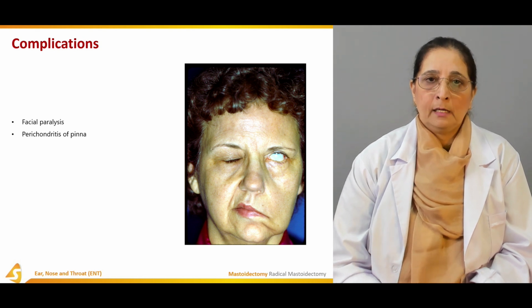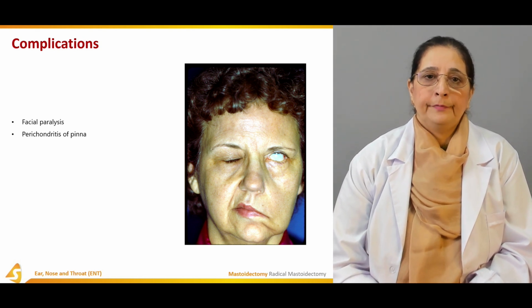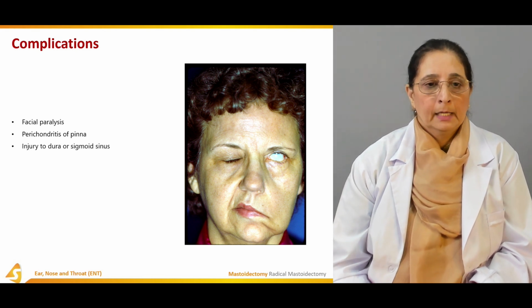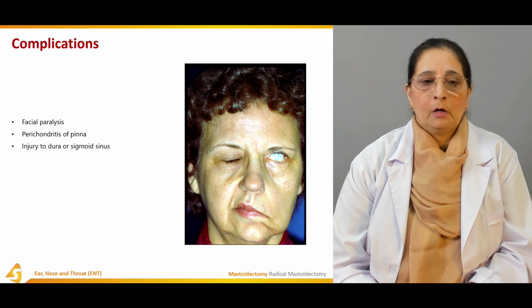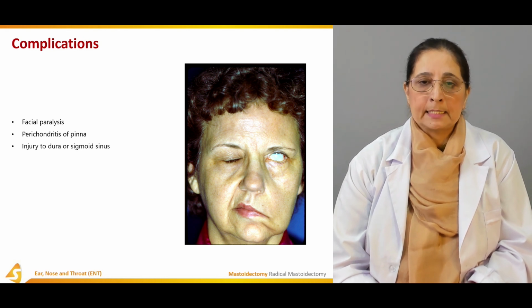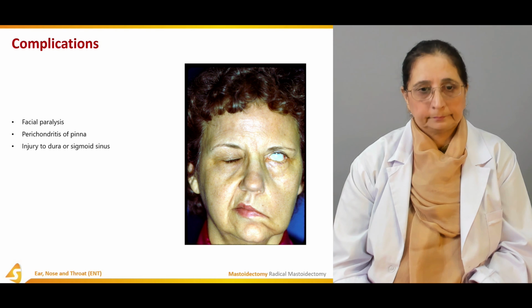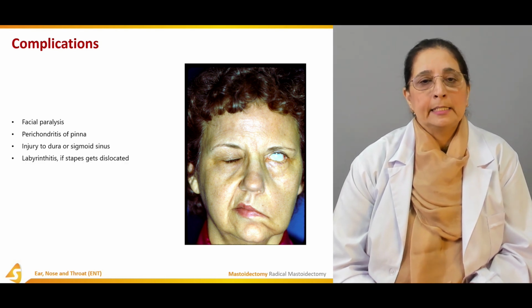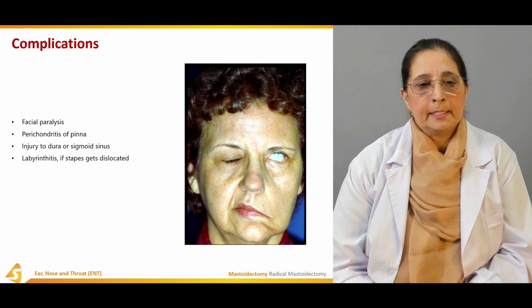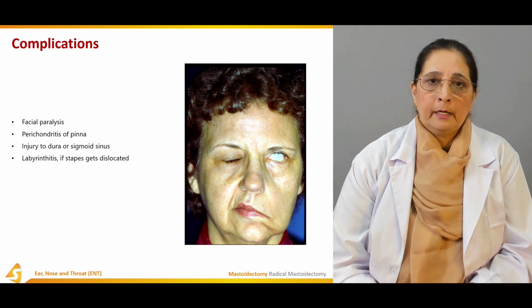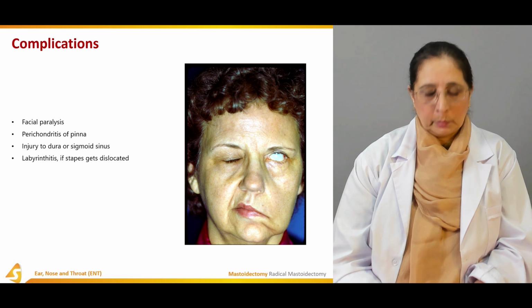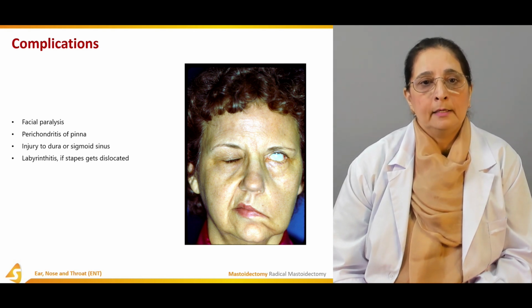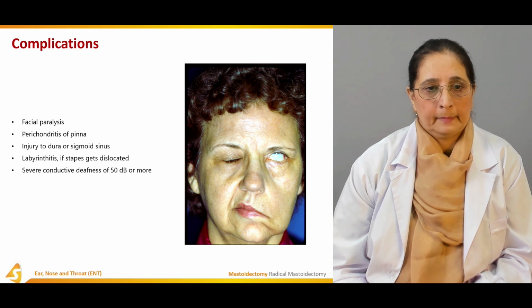Perichondritis of pinna, inflammation of the cartilage of the pinna, can also occur. Injury to dura or sigmoid sinus can also occur. Labyrinthitis if stapes gets dislocated. So labyrinthitis can also occur if stapes gets dislocated. So these are complications associated with radical mastoidectomy.